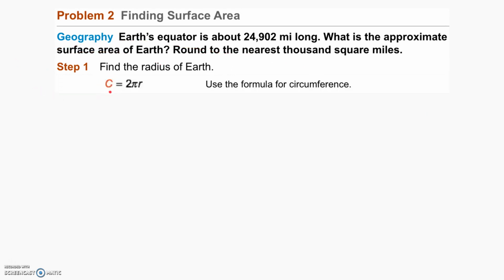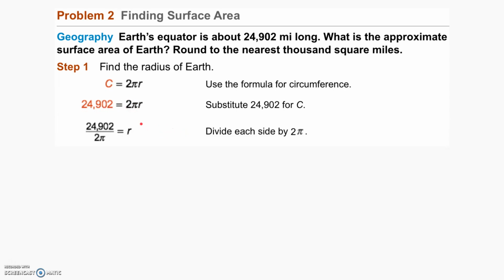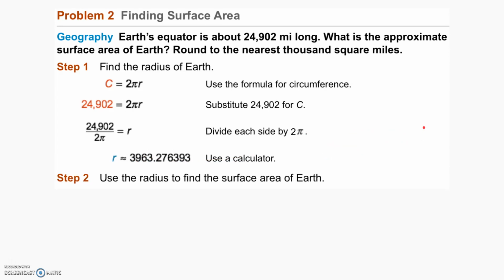We know that the circumference is 2 pi r, or pi d. In this case, we want to find r, so we're going to use this formula. The circumference, as we know, is 24,902. Divide both sides by 2 pi, and that should give us r. So we're dividing 24,902 by 2 pi. That should give us r, and so that puts r at about 3,963, which is a reasonable approximation for the radius of Earth in miles.